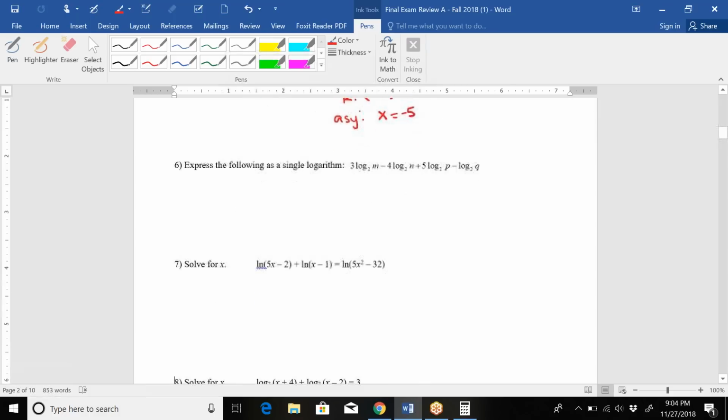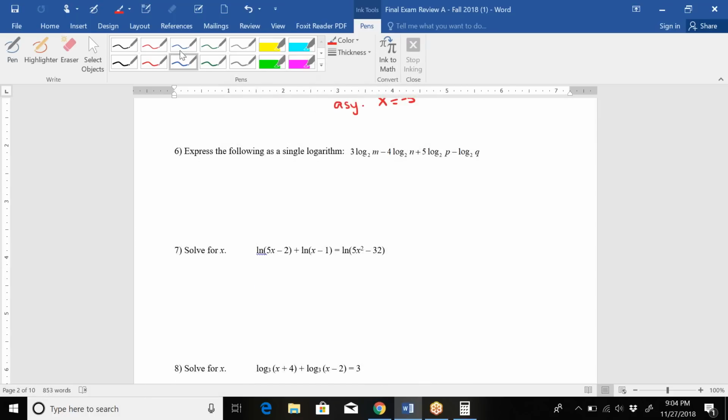Okay, for number 6, we're expressing this as a single logarithm, so we're using our properties of condensing here. So we have the power rule, the quotient rule, and the product rule for logarithms. So the first step is to always put the coefficients back inside as powers on the base. So we will do that first. Now this one doesn't have anything but a negative, so we don't have anything to place back there. So this will be log base 2 of m to the third minus log base 2 of n to the fourth plus log base 2 of p to the fifth minus log base 2 of q.